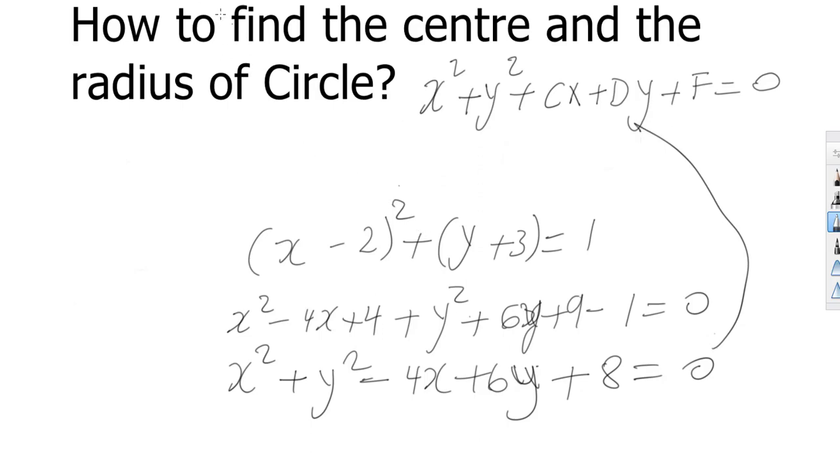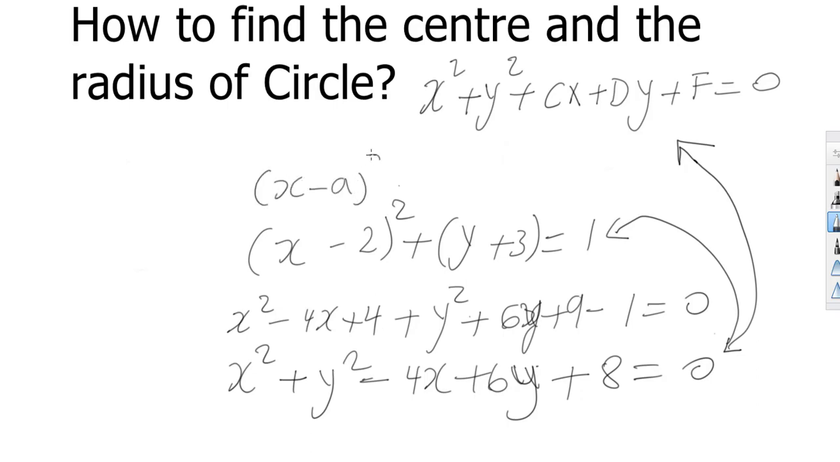So now, when they give you this circle in this form, to find the radius you have to transform it into this form, where you have x minus a all squared plus y minus b all squared equals r squared.